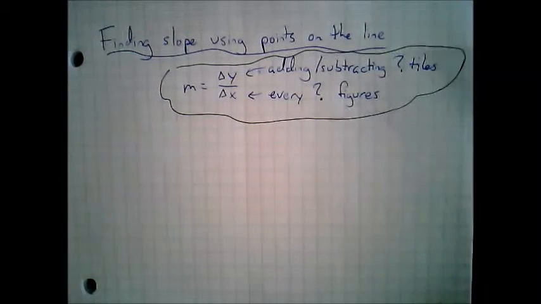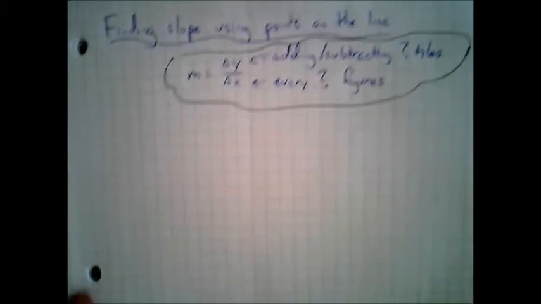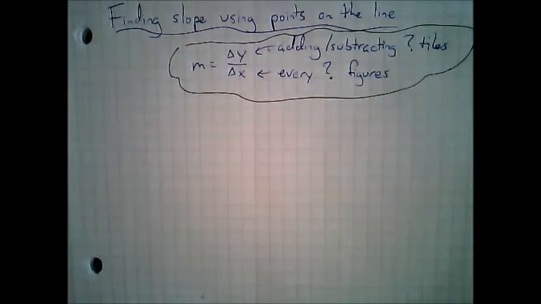We need those two bits of information all the time whenever we're finding slope, no matter what technique, no matter what type of a line or which form of a line is given to us. If it asks us to find the slope, we always need our delta y and our delta x. Now, using points means it gives us usually 2 points that are on the line, and it says what's the slope of the line through these 2 points.